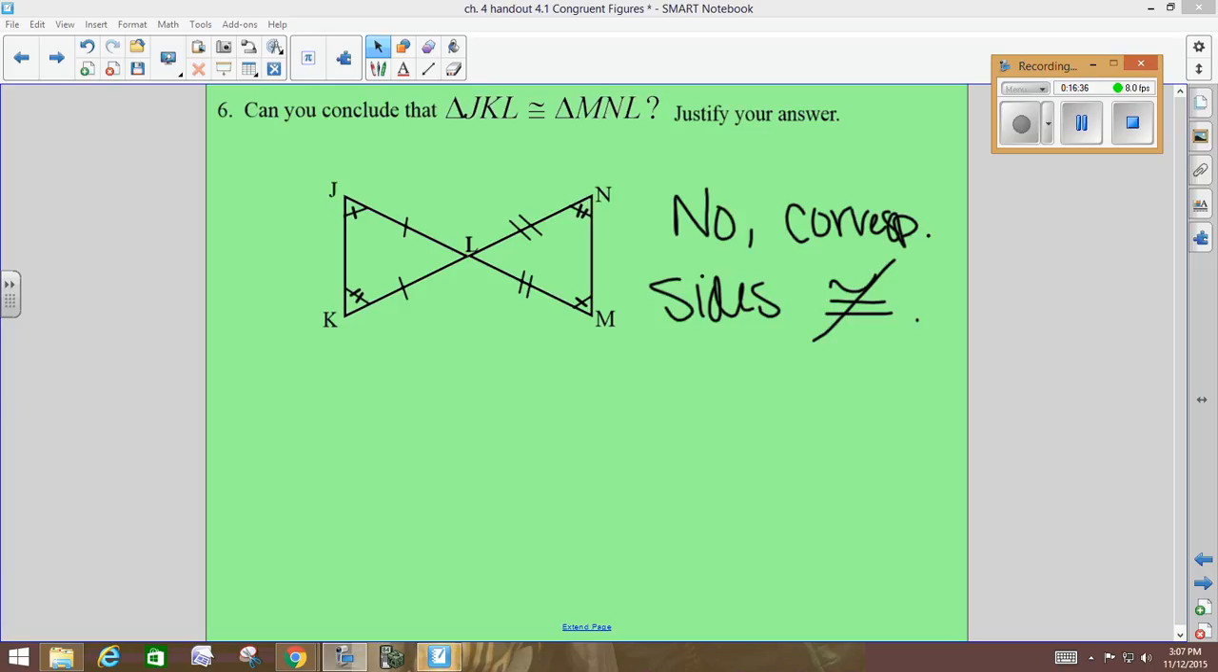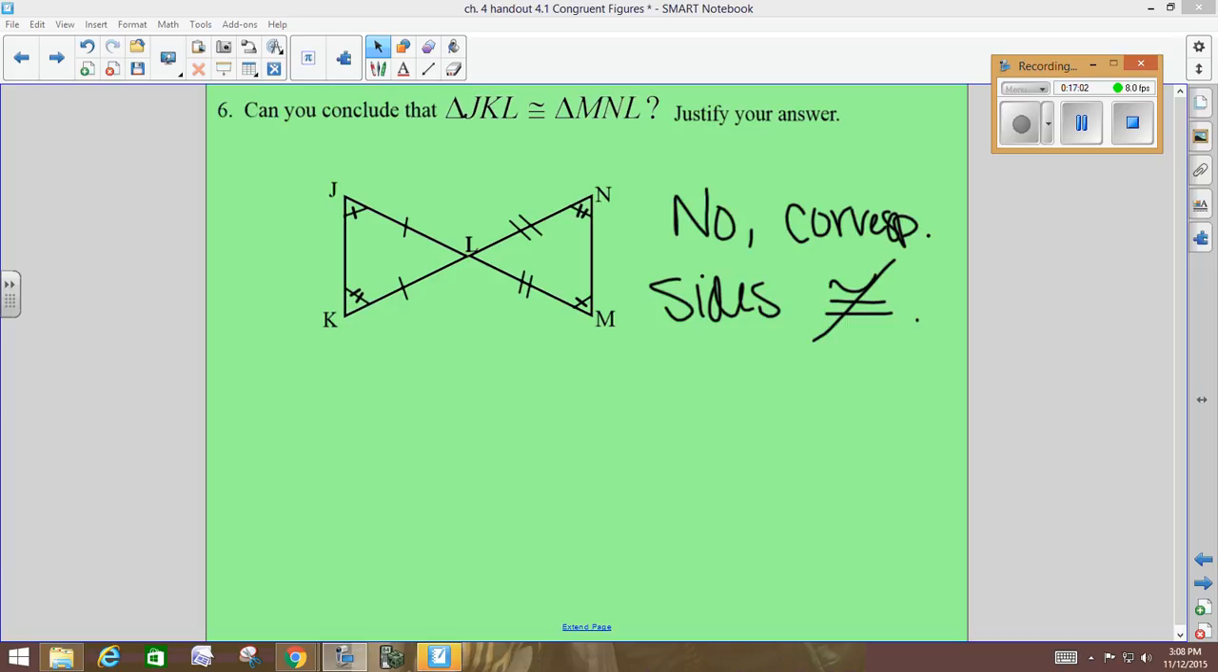Then you really didn't even have to look at the angles since the sides didn't work. Had you started with the angles, they actually all would have worked out. If you've got vertical angles, that would have worked. Nope, because you would have confirmed that all the angles are congruent, but the sides still wouldn't have been congruent, so then the triangles aren't congruent. Does that make sense? Okay.